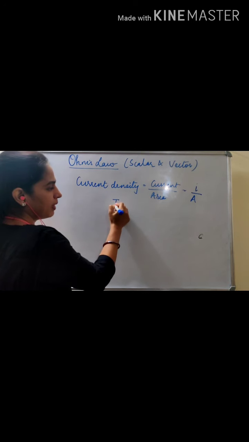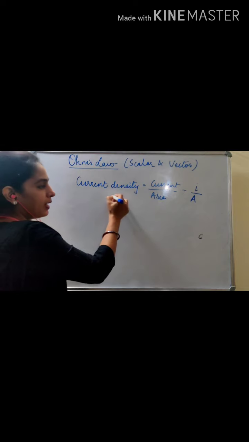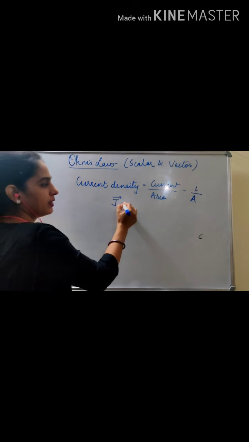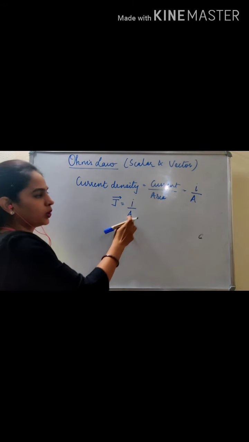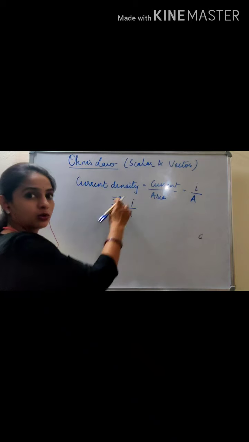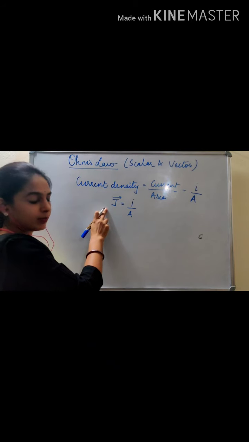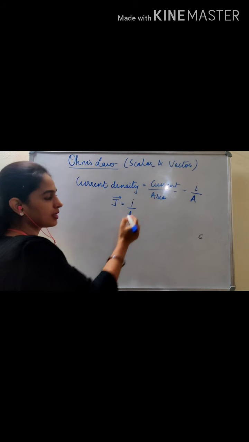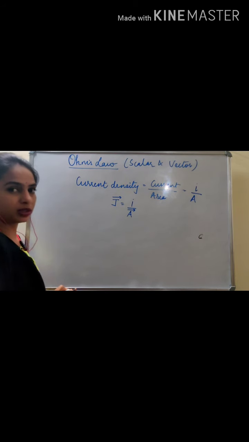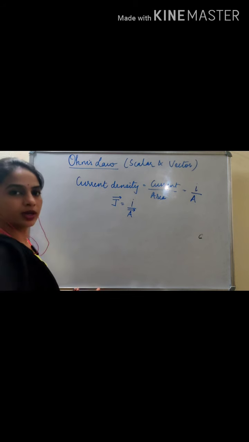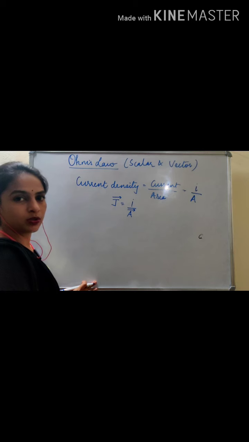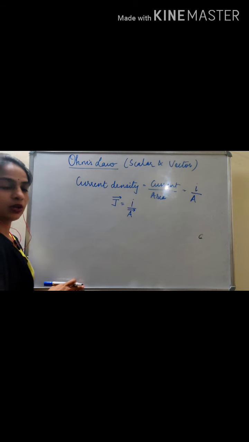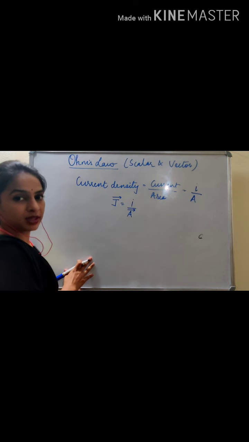Current density is denoted by capital letter J, and this is a vector quantity. Why? Current is a scalar quantity, area is a scalar quantity. Then how will this give you a vector? Because area here is considered as a vector. Area vector we have to consider. Now you will say how area is a vector. This is a very important concept which will be required in the next chapter also, when we study magnetic effects of electric current and magnetism. So there also this concept of area vector will be required.